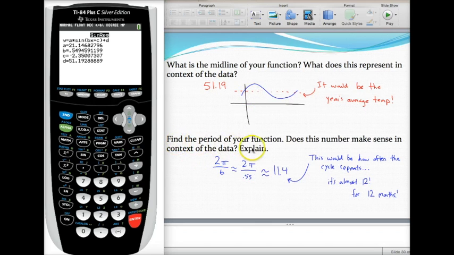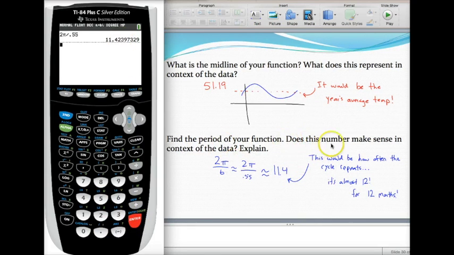Next, I said find the period of the function, and to find the period of a sine function, it's always 2π divided by our B value. Well, recall our B value was about 0.55. So 2π divided by 0.55, I just did that on my calculator. I can show you what I did right here. So 2π divided by 0.55 gets me a period of about 11.4.